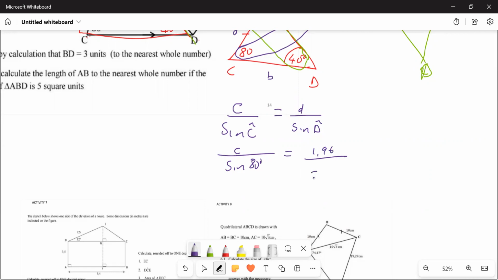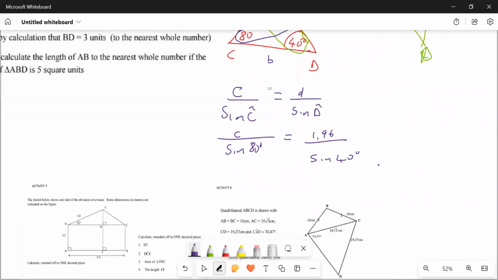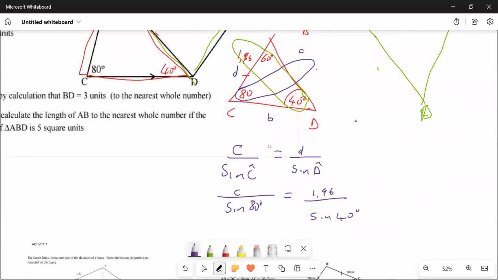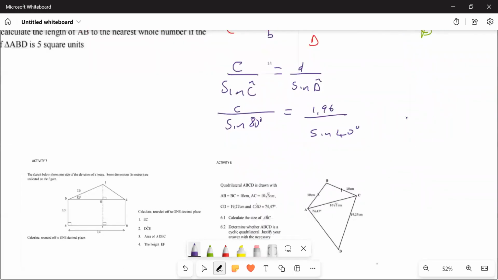1,96 all over the sine of 40 degrees. Did you see how we do it? We do it like this one goes with that one. So you can also do it that way. And then from here, you cross multiply. If you cross multiply, it says C is going to be given by the sine of 80 multiplied by 1,96 all over the sine of 40 degrees. And then what you get as your C there is 3.